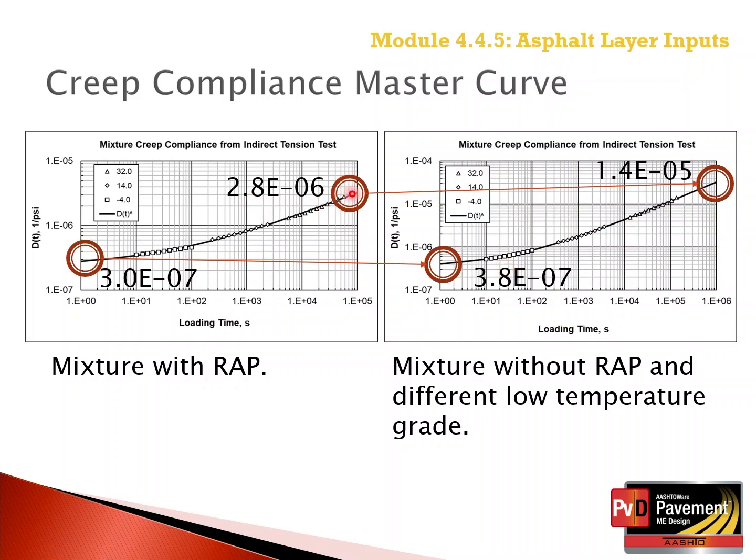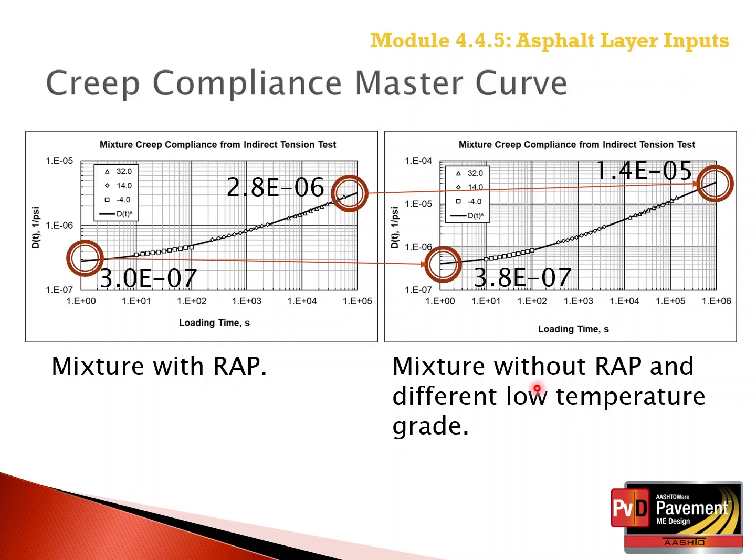At the higher test temperature and longer loading times, the creep compliance value is substantially lower for the mixture with the wrap, shown on the left chart, than for the mixture without wrap, shown on the right chart. A creep compliance value of 2.8 times 10 to the minus 6 for the mixture with wrap, compared to a creep compliance value of 1.44 times 10 to the minus 5.